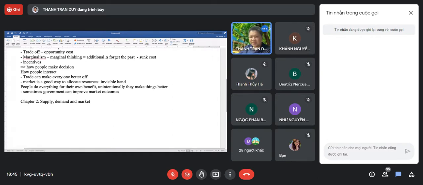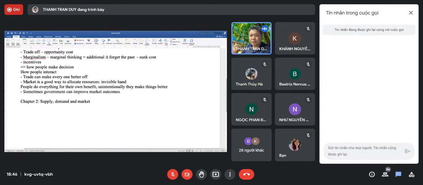So the invisible hand represents the market, the free market. Okay, so the invisible hand is a metaphor for the free market. Some theory questions ask you, what does it mean by invisible hand? And why can government improve market outcome? Sometimes, not all the time, right? Sometimes government can improve market outcome.